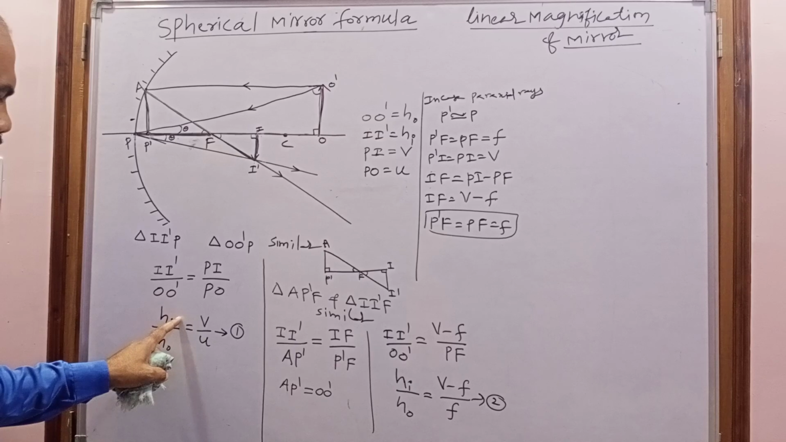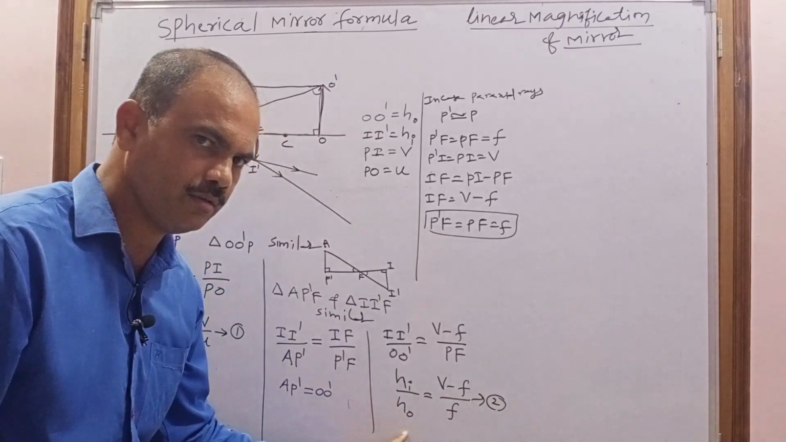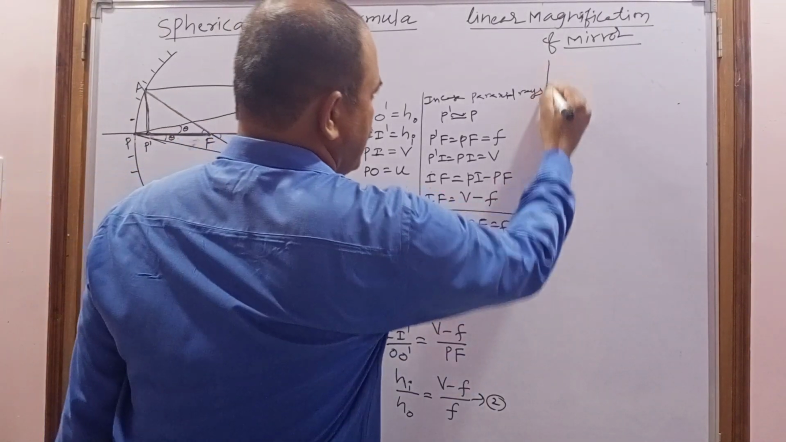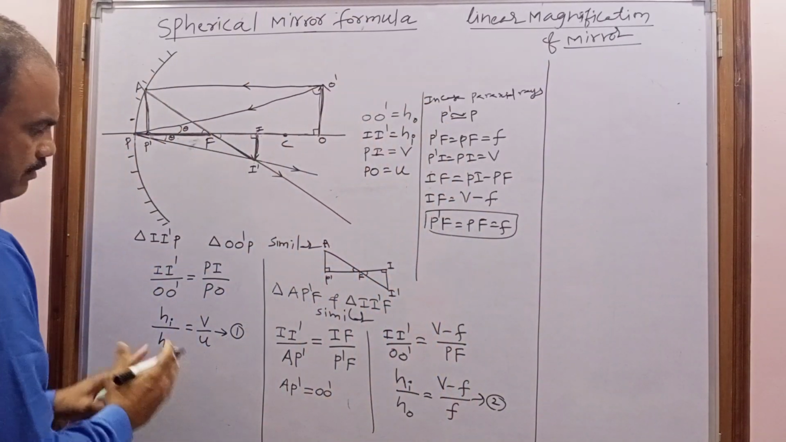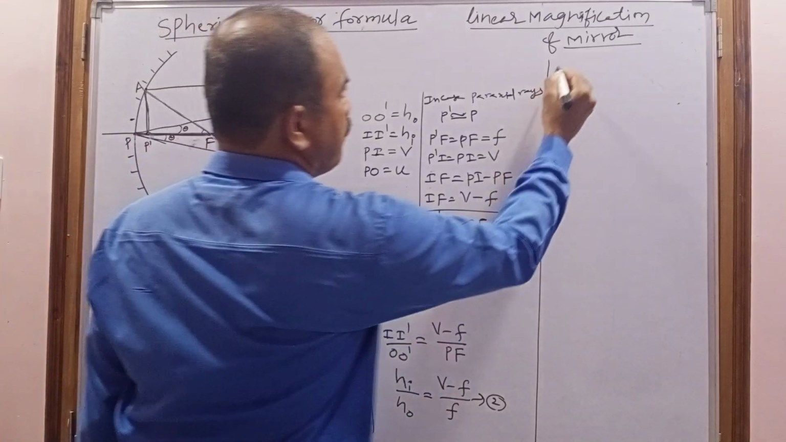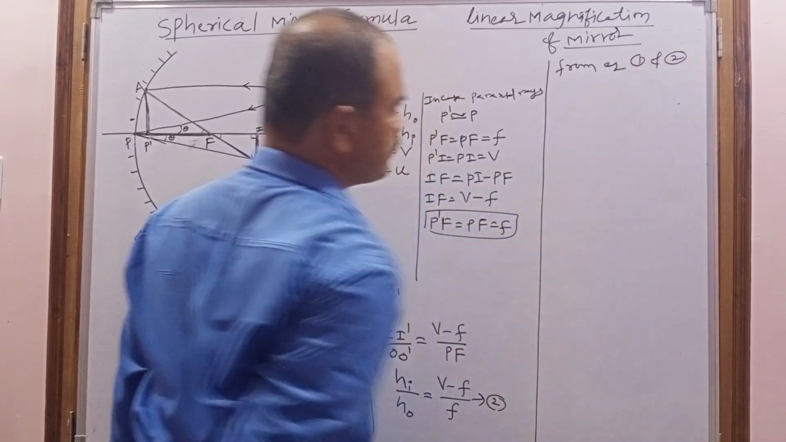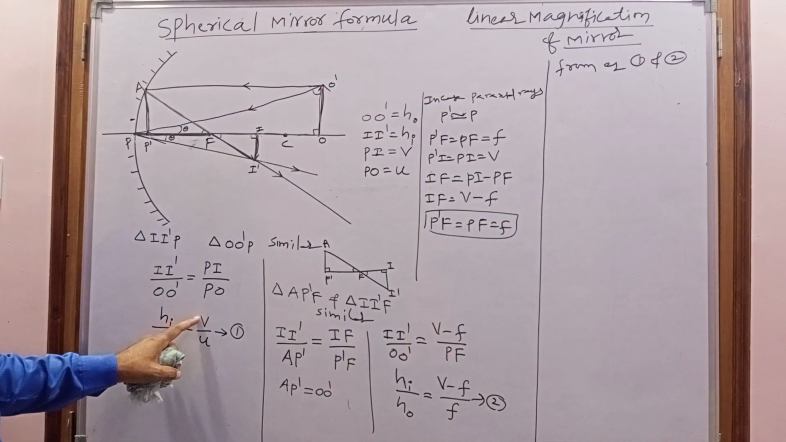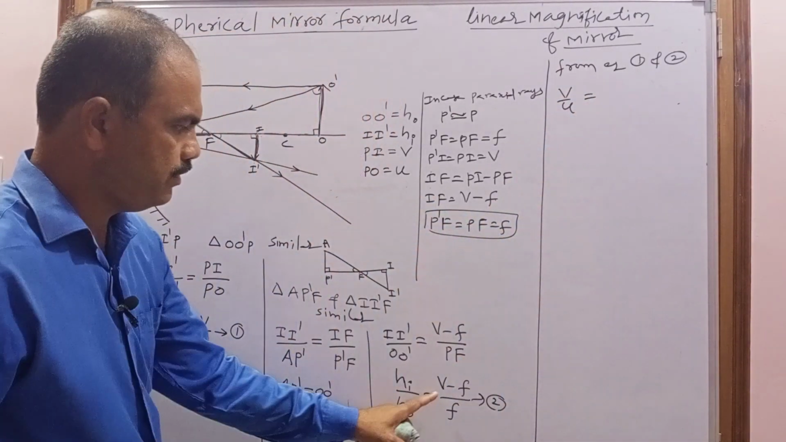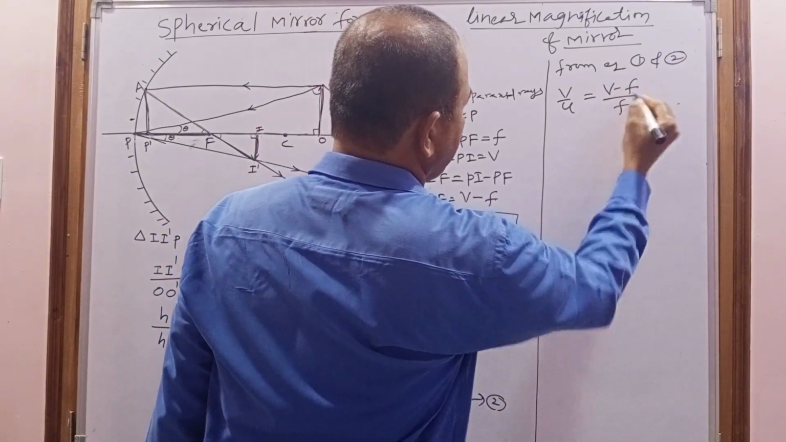Now what is equation 1? Height of the image to height of the object. What is equation 2? Height of the image to height of the object. Now from equations 1 and 2, when they are equated, we can say that V by U will be the same as V minus F by F. So we can write V by U equal to V minus F by F.